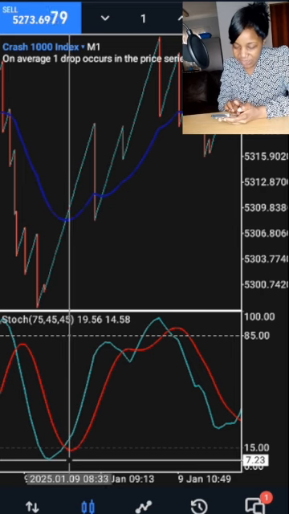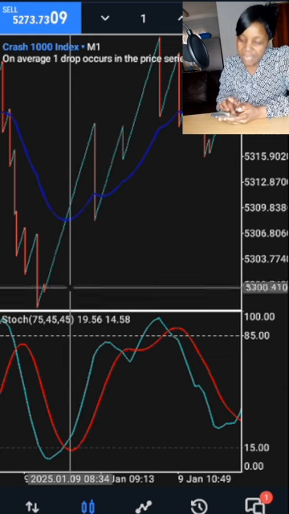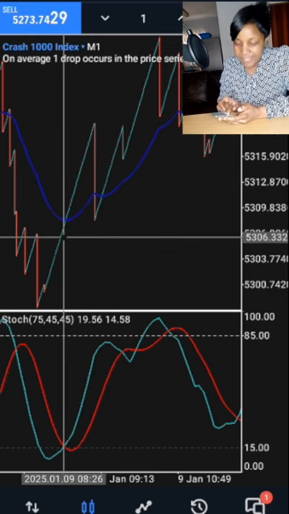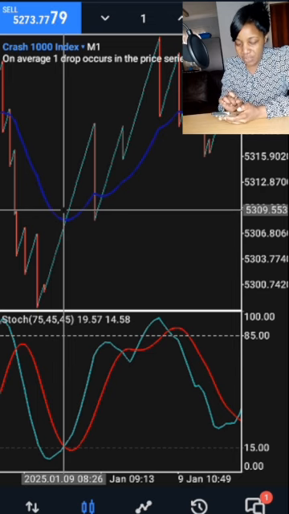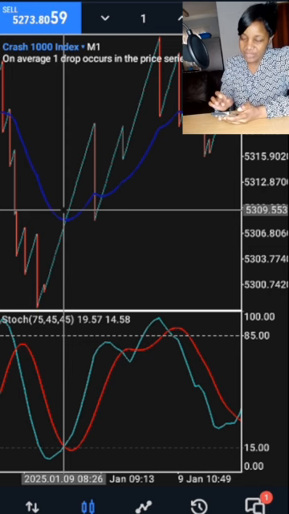And when this crossing happens, we also need to have a confirmation from our main chart, and the confirmation is this one: the price or the candlesticks have to cross the moving average or the blue line. So when these two conditions are met, we execute our buy. You take 5 to 10 candles, then you exit.